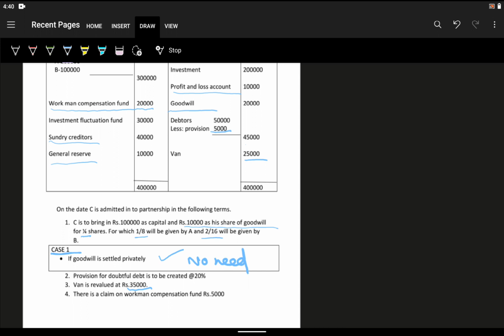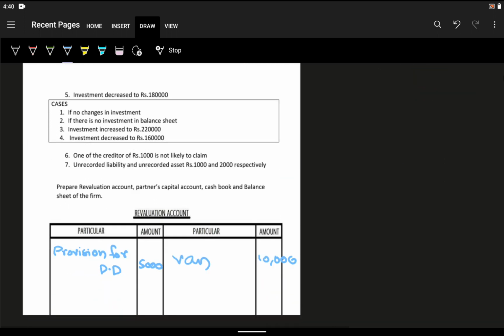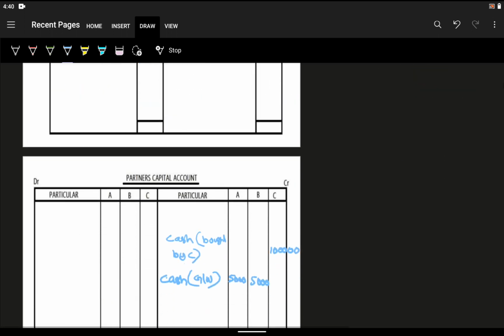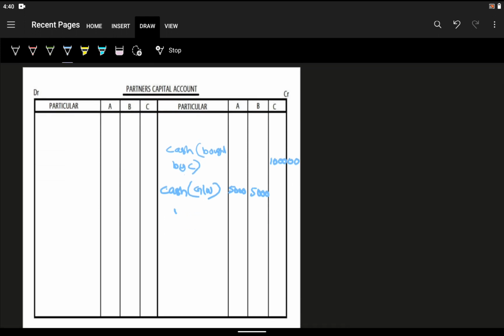But here a 5,000 claim is there. So what will we do? We will deduct that 5,000 from 20,000. So we'll get 15,000. So only 15,000 will be divided among all the partners in their profit sharing ratio. So we will directly write workman compensation fund here. Only 15,000 we will divide.